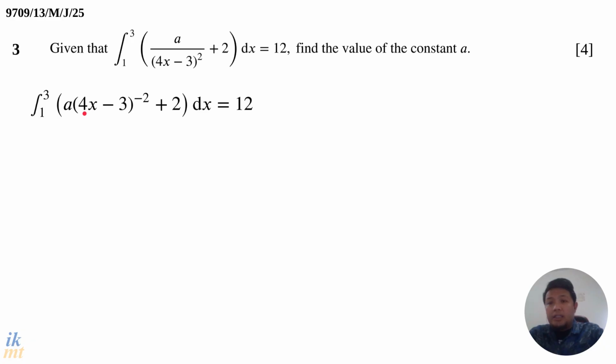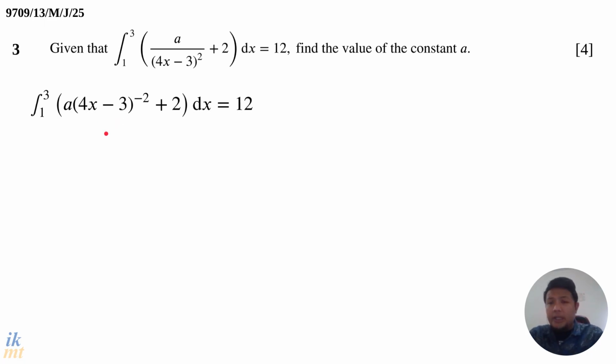So now this is in the form of a linear inside a power function, so we can use the rule for integrating power functions. Go ahead and apply that rule. Make sure you write equals 12 at the end, because we know the result of this integral must equal 12. So we keep that to remind ourselves that we are going to get 12 in the end.